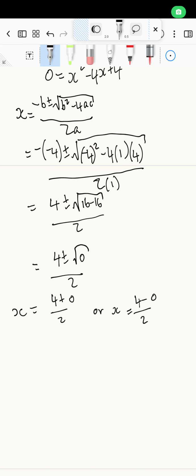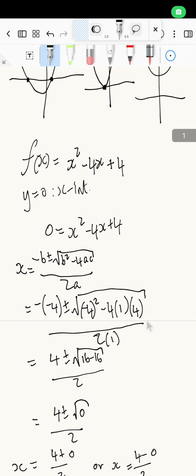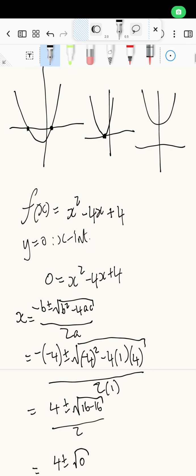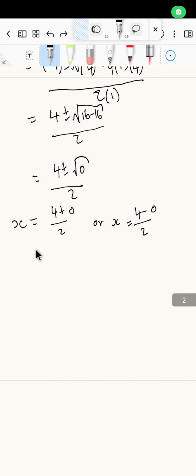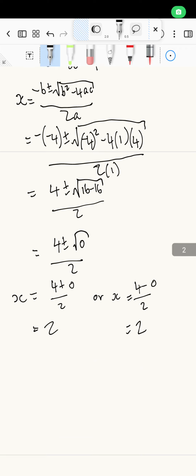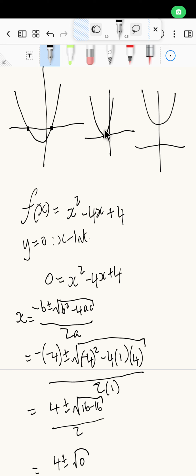If you wanted to know the actual numbers of your x-intercepts, this is all the stuff that you would do, and the values that you find are these numbers here. But what you notice is that there are two numbers that are the same number. So obviously it's going to look like this one, because your two roots are the same root.